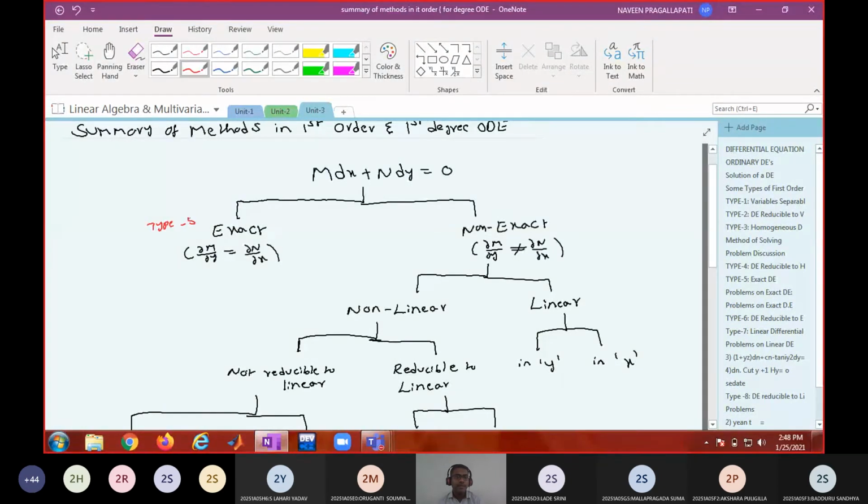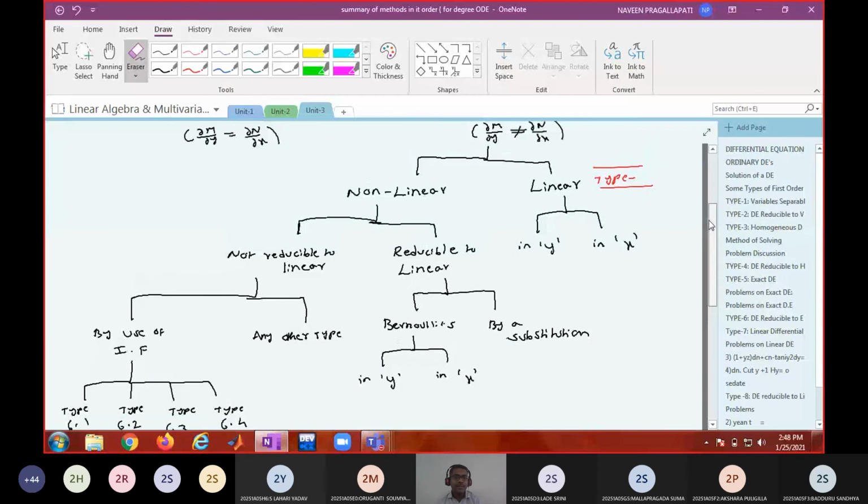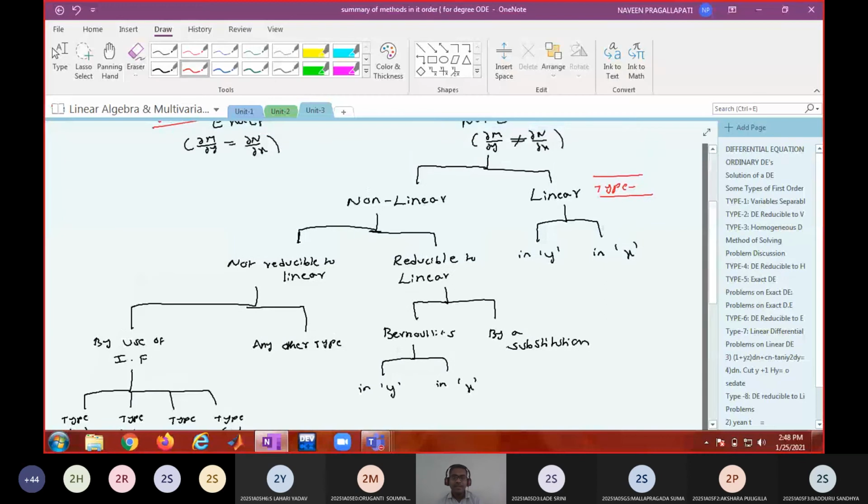So this is type 5. This is type 6. Is this type 6 or type 7? I think this is type 7, right? This is type 7. And this is type 8. Okay. Next.